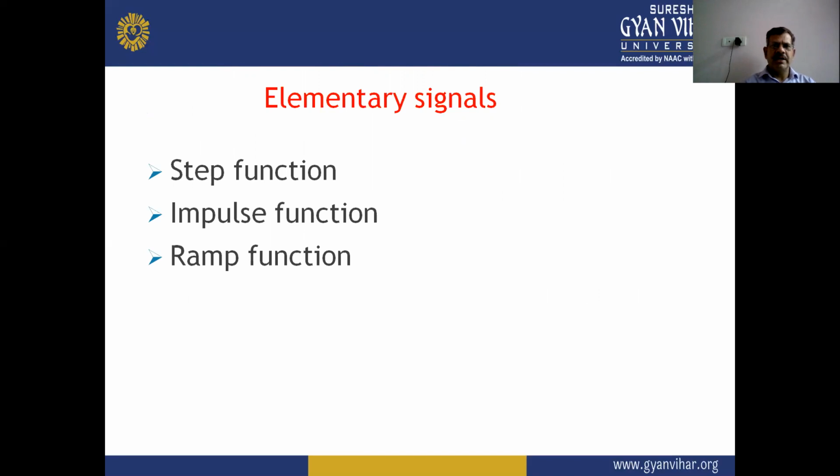Next one is the elementary signals. There are some types of elementary signals. First one is the step function, second one is the impulse function, and third one is the ramp function. These are some elementary signals.